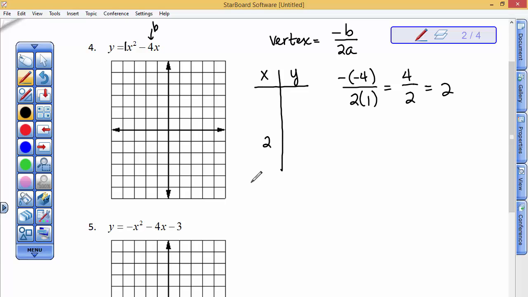So what I do personally is I go into this equation and put in x is 2, so I have 2 squared, which is 4, minus 4 times 2, which is 8.